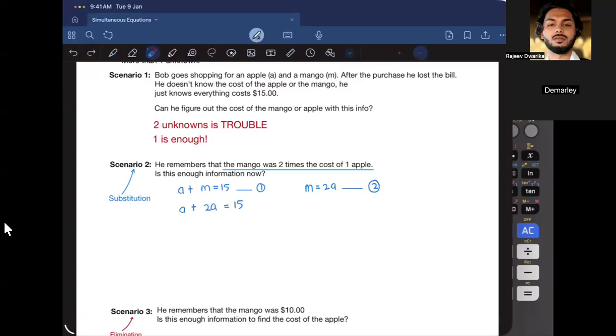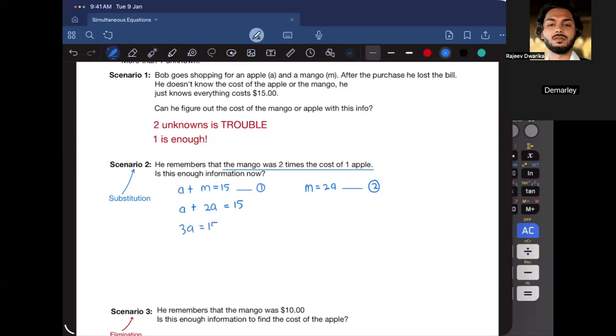Yeah. So basically, what we're going to do now is figure out A, right? So we have 1 apple and we're adding 2 apples to that, which is really the cost of the mango. So if you have A plus 2A, how many A's do you have? We have 1A plus 2A. Yes. So we have 3A. Right. So 3A is equal to 15.